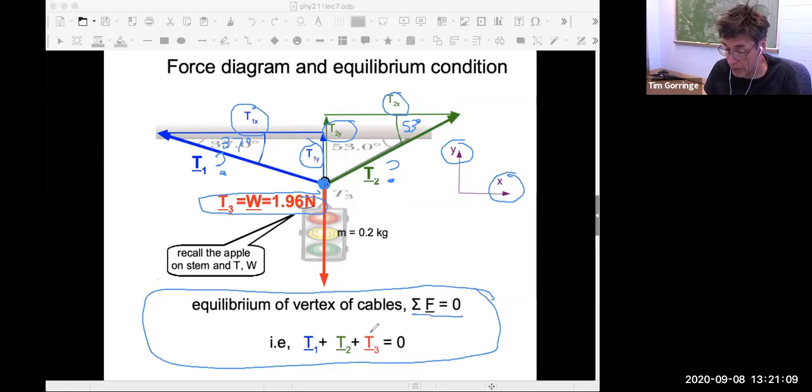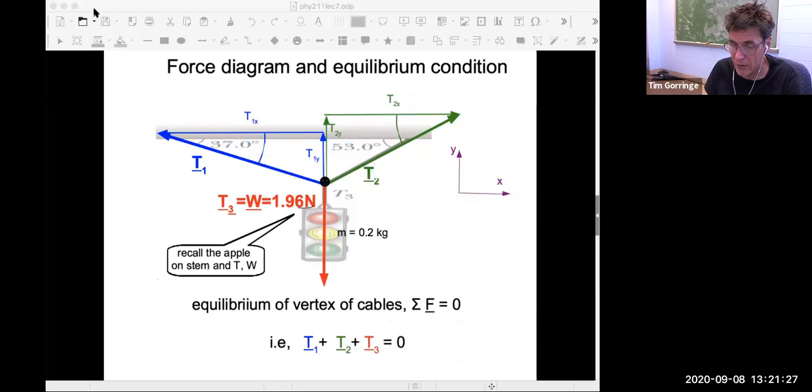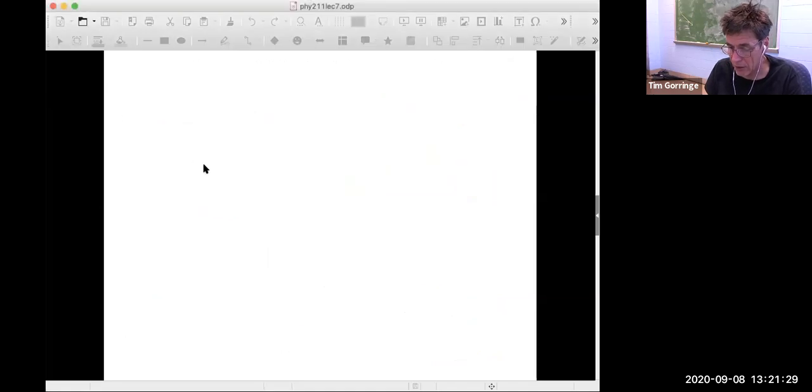So that's equilibrium. And in this case, it's T1 plus T2 plus T3. Those three vectors added together must equal zero. And so that's the equilibrium condition. And then we're going to apply that. Okay, so let's do the calculation now. So clear that. Go on to the next slide.